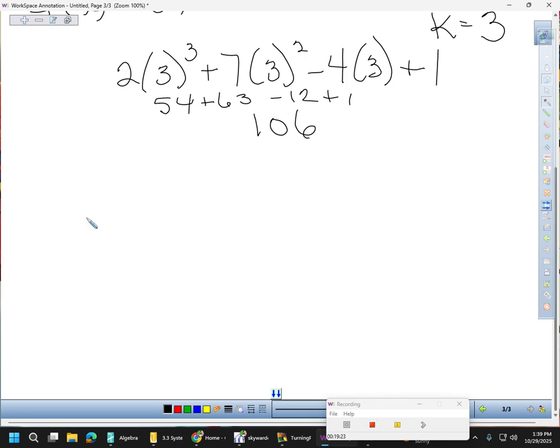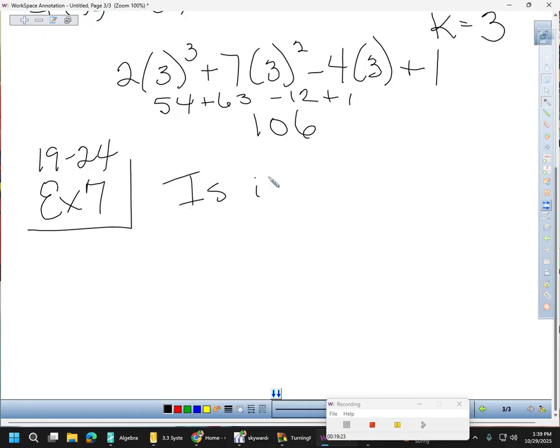Example 7. Last one, you guys. You need to be listening. 19 through 24. It says use the factor theorem to determine whether the first polynomial is a factor. Is it a factor?